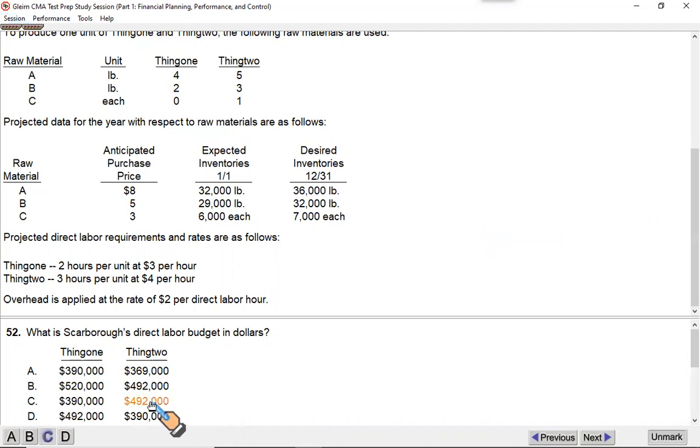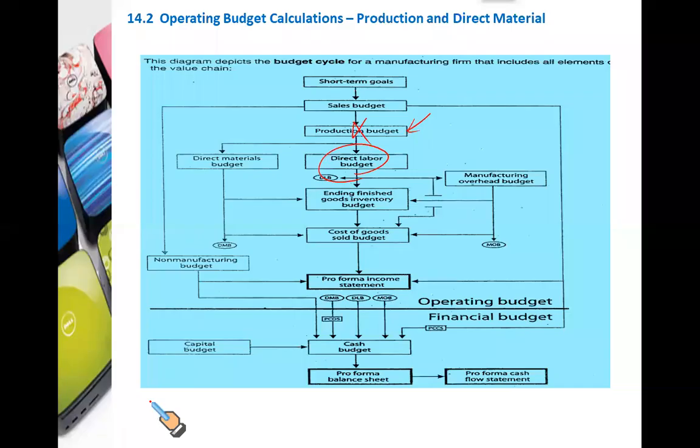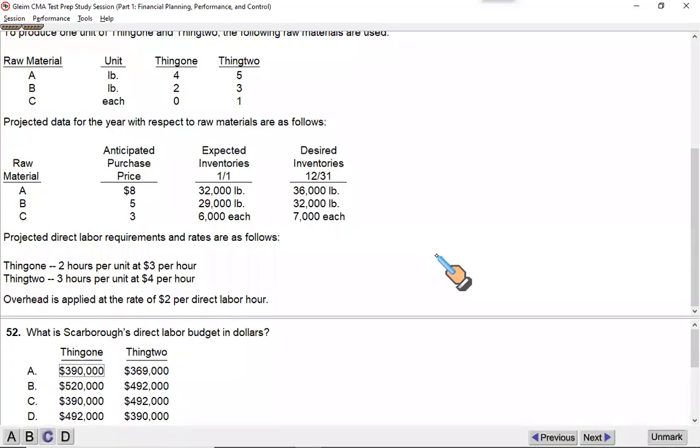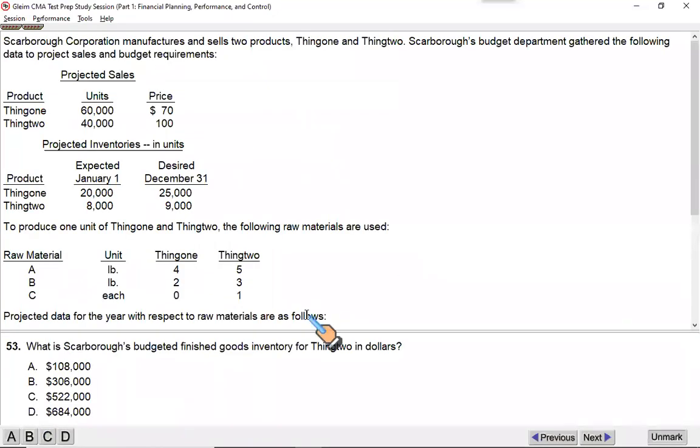So now we are done with our labor budget. Let me take you back. We have done the direct material purchase budget and the direct labor budget. Let us try to find out how we can find the ending finished goods inventory budget. Now, the next part of the same question says, what is Scarborough's budgeted finished goods inventory for Thing 2 in dollars? Budgeted finished goods inventory for Thing 1 and Thing 2. We will calculate for both.